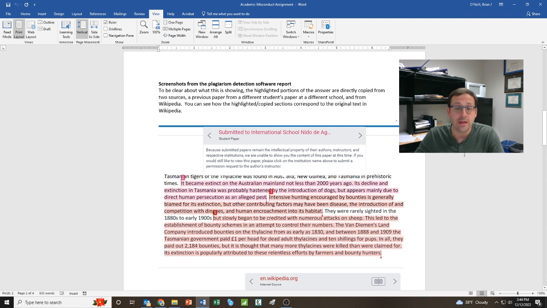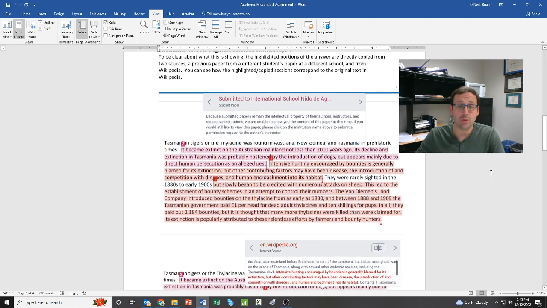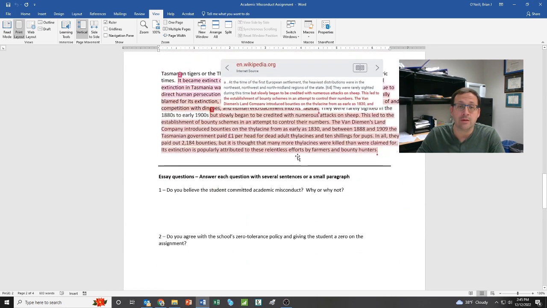And then the stuff a little bit more in the orangey color was copied and pasted directly from Wikipedia. You can see how this is for the first part, like "intensive hunting encouraged by bounties," and then all of that stuff highlighted in the red is essentially right here, and also all of this stuff here was found in a later paragraph in the same Wikipedia article.